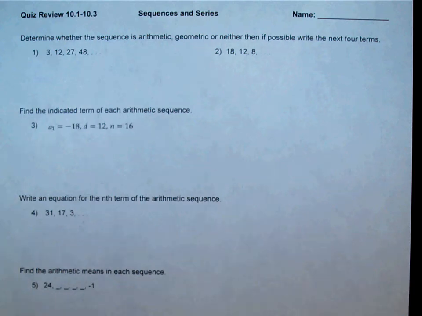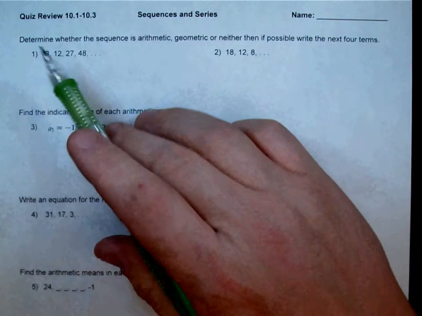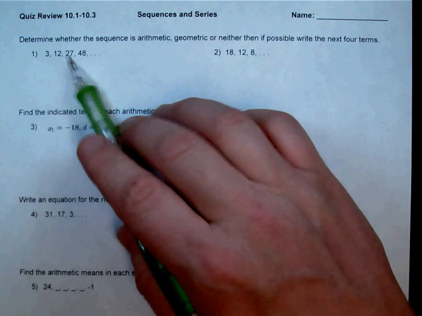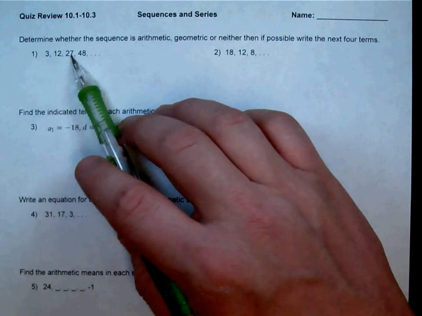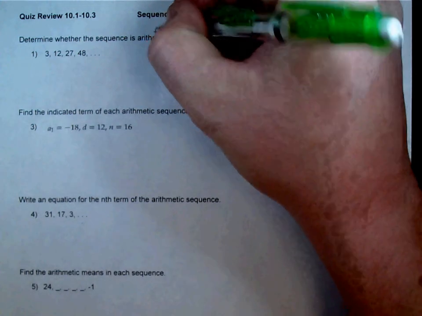All right, reviewing 10.1 to 10.3. The first section, we're asked if it's arithmetic, geometric, or neither. Number 1, to get from 3 to 12, we added 9. To get from 12 to 27, we add 15. It's not the same number. Therefore, we know it's not arithmetic. Arithmetic is when you add the same number over and over again.